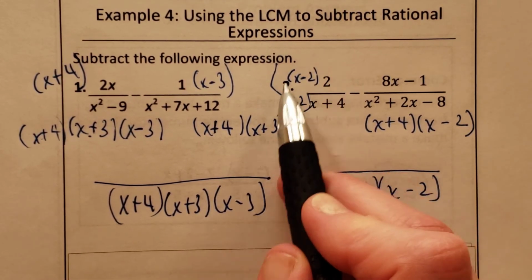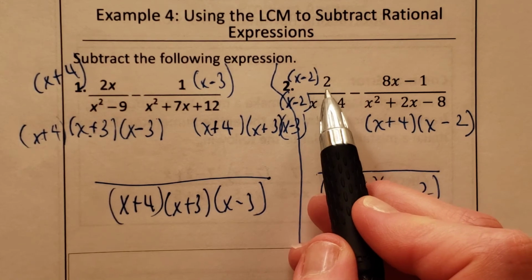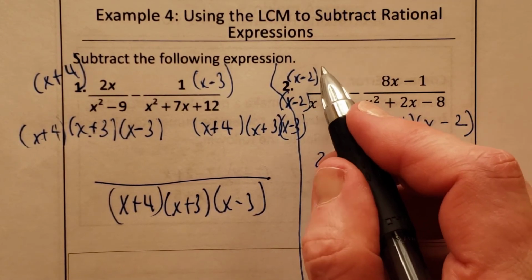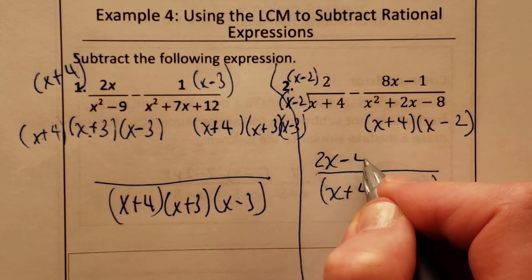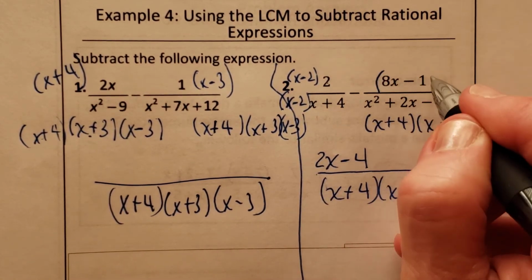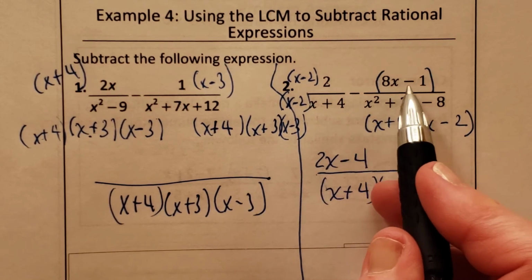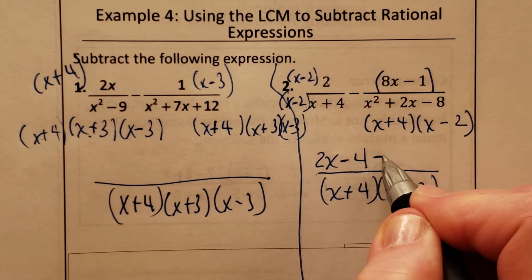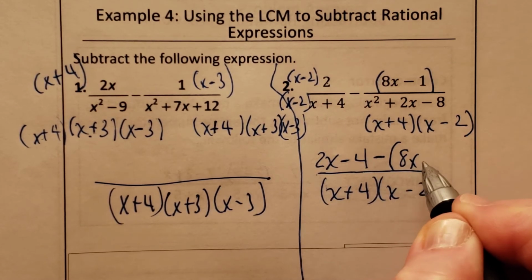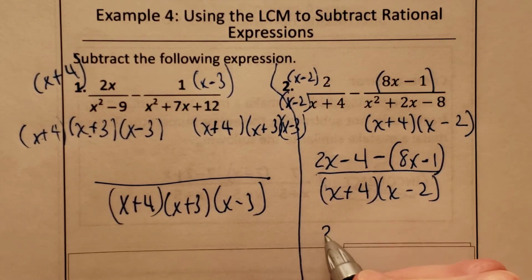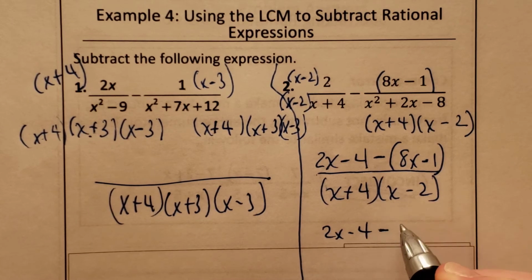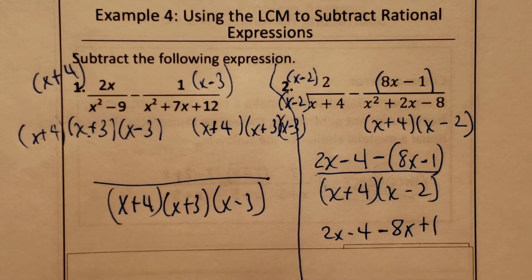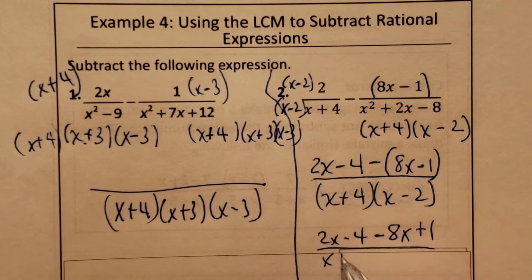In the first ratio, I'm going to distribute that 2. So 2 times x is 2x. And 2 times -2 is -4. Now remember, when you have a minus sign, you have to put that whole expression in parentheses because it's negative, or minus 8x minus 1. And when I rewrite that, it's -8x. The opposite of -1 is +1, okay, over my denominator.